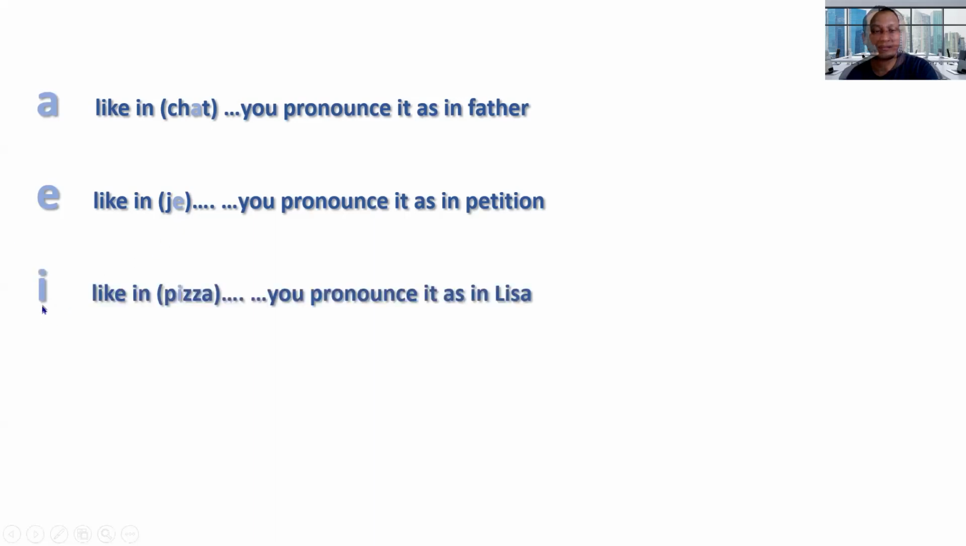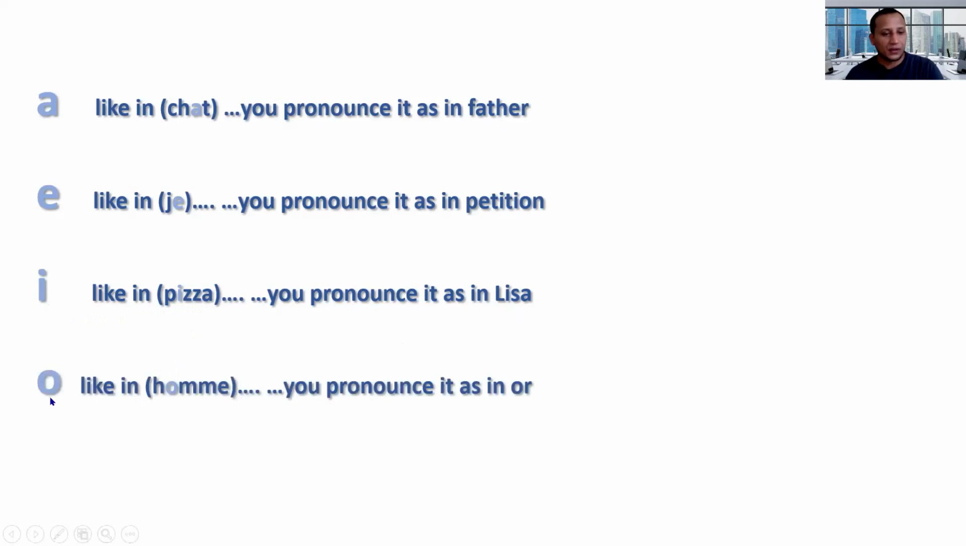Next, we have this letter. Look at this example, pizza. We pronounce the I here in French like in Lisa. So in French it's ee, okay? Pizza. The next vowel is O, like in or. The O in English we pronounce it one way in French. The I in English we pronounce it differently. The E in English we pronounce it differently. The A in English we pronounce it differently.